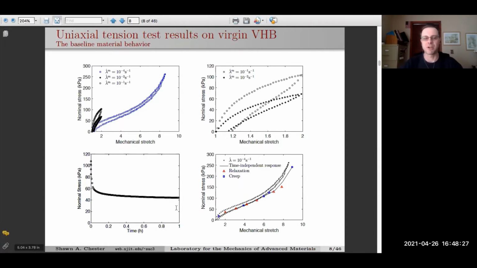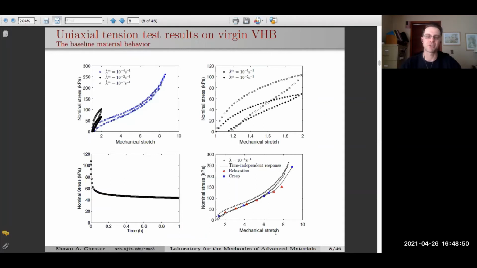To help us later on, we did a relaxation. Actually, we did a number of relaxation experiments and creep experiments to try and show that it really is viscoelastic and it's not a permanent deformation. And using a combination of creep and relaxation, that's how we try to interpolate the time-independent behavior.